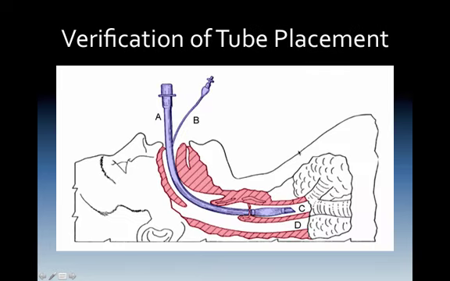So very simply, can't make this any simpler than this, the esophagus should not have CO2 in it. So if the tube is in the right location, or the glottic opening or the trachea, then we should see expired gases if we have any perfusion at all in the chest. There's no CO2 in the esophagus.